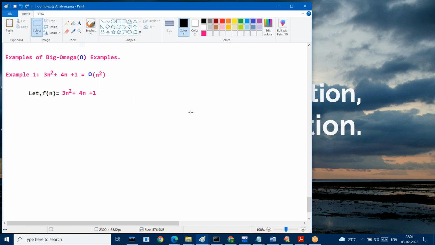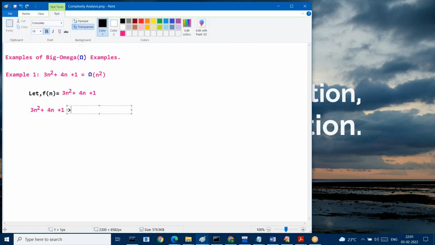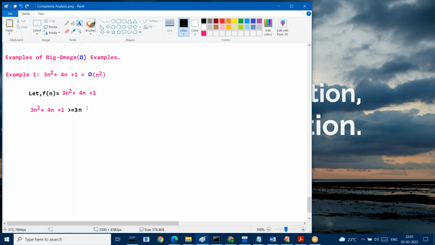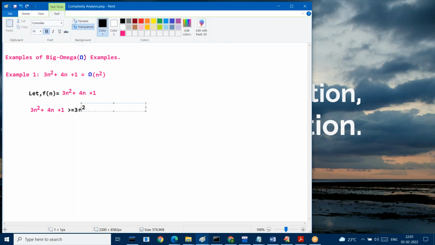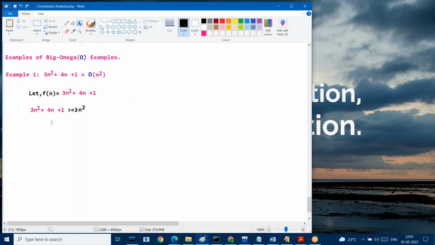Next, remember I have to show what? f(n) is greater than or equal to c·g(n). So that's very easy now. Why? Showing greater than or equal to is very easy. This will definitely be greater than or equal to 3n square, sir. Our left hand side terminology is 3n square plus something, and here you have only 3n square. So don't you think the left hand side will be more than the right hand side? Here there is nothing like addition of constants. Very easily you can say that 3n square plus 4n plus 1 will always be greater than or equal to 3n square. And what is the definition?